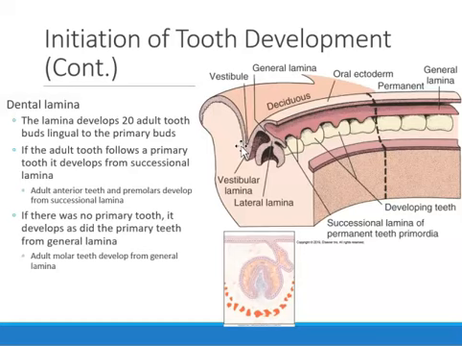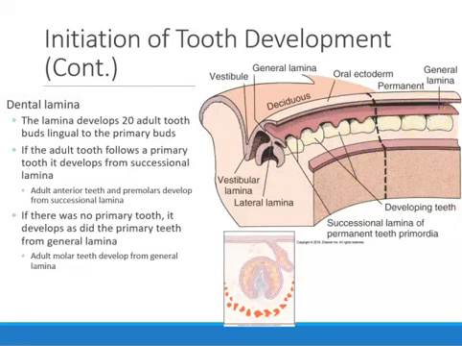Now, what I want you to know here is that the dental lamina is formed. The dental lamina makes the primary tooth buds, or baby teeth, and it's only going to make them for the incisors, the canines, and the premolars. It's not going to make them for the molars until way later.